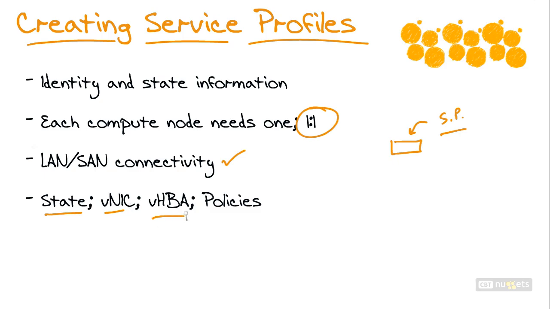Then we find the virtual host bus adapter configuration with the vSAN assignment and our worldwide node names and various policies. One such policy would be the scrub policy. What is the scrub policy? Well, when the particular blade is decommissioned, when you're taking it out of production momentarily, what happens to the hard drive? What happens to the BIOS settings? Are those scrubbed? Are those erased or not?